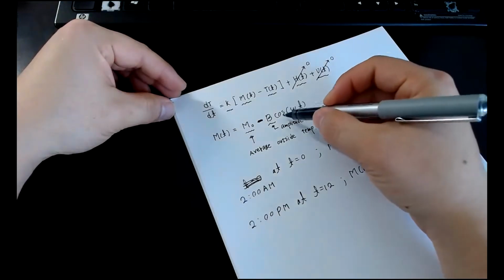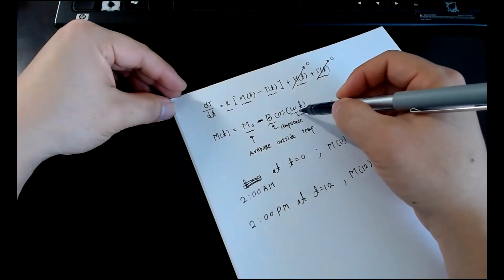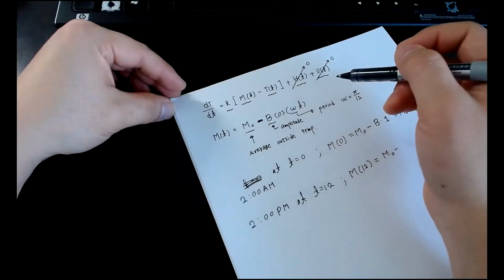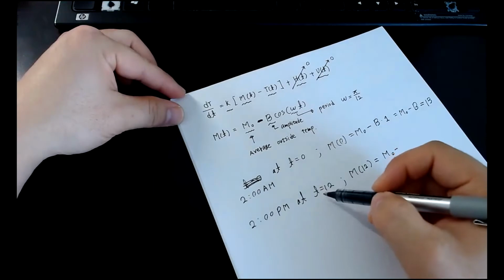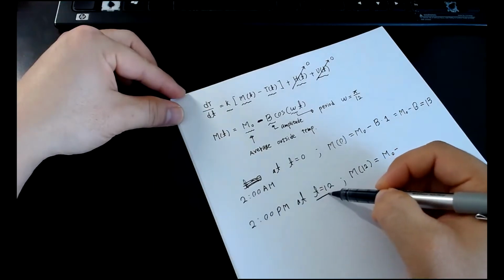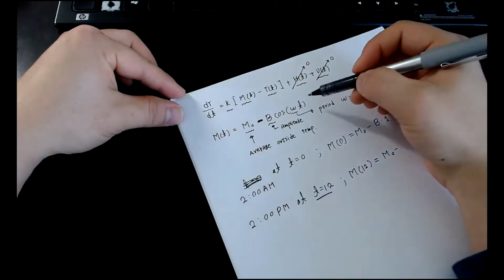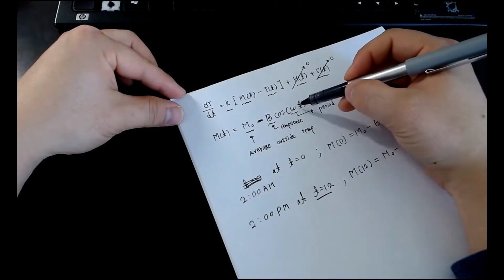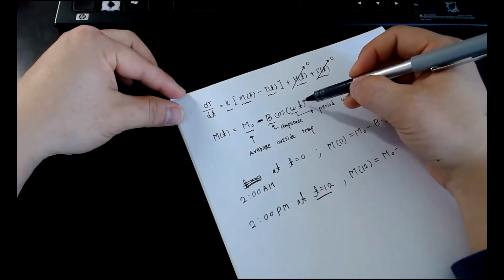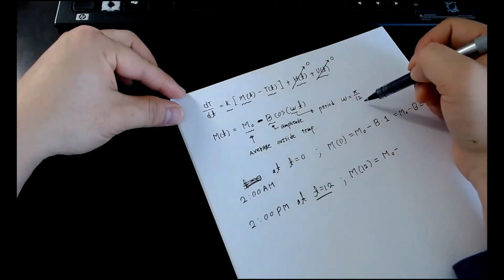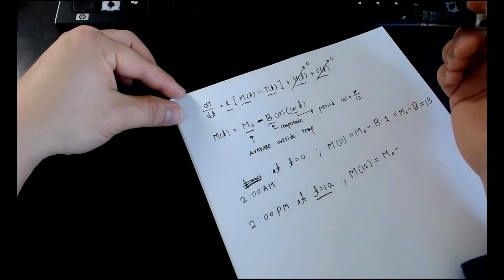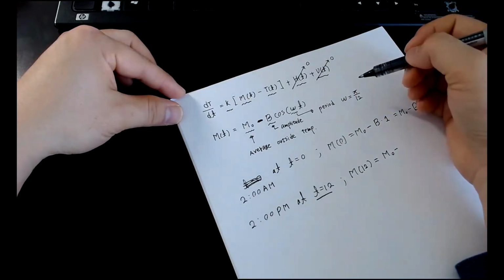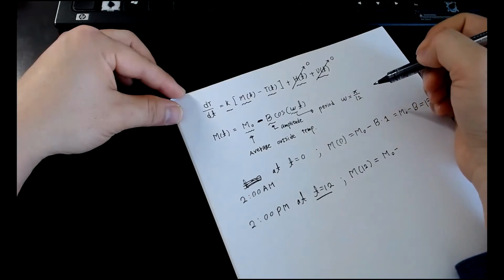Cosine is going to have its minimum value when omega t is pi, right? But t is already determined as 12. So w times 12 should be pi. That means w must be pi over 12. Does that make sense? w times 12 should be pi, because cosine pi is -1.